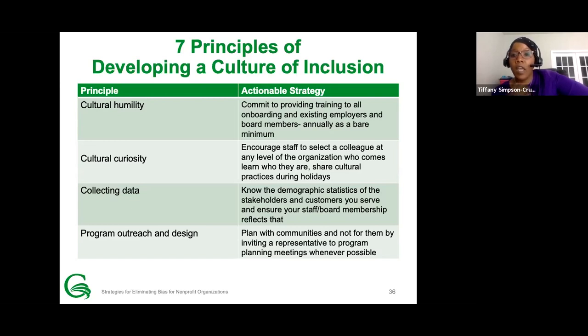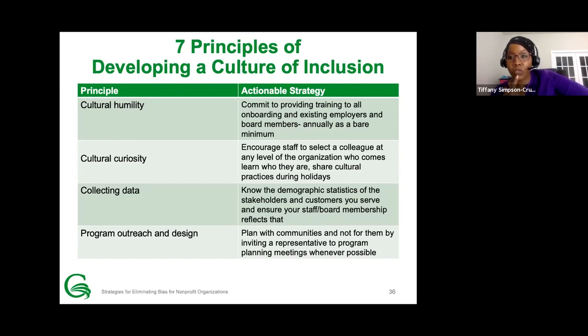Cultural curiosity: encourage staff to select a colleague in the organization that's different from them. What does it look like if the CEO of the organization has lunch with the janitor and they're of a different background, and the power that can come from having these courageous conversations?